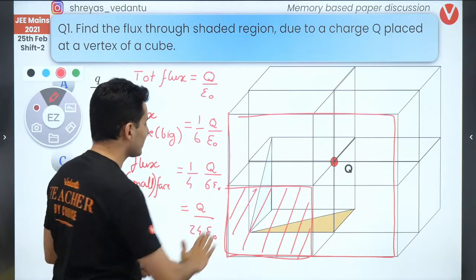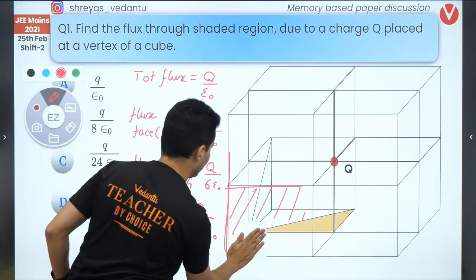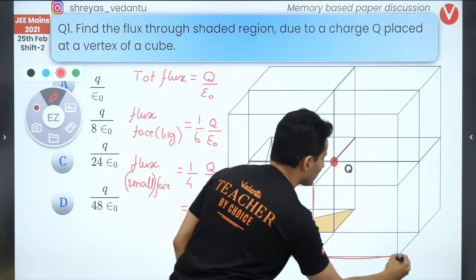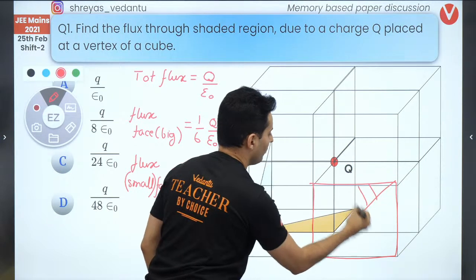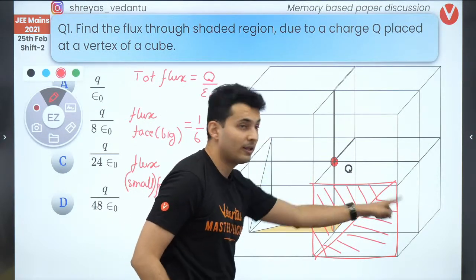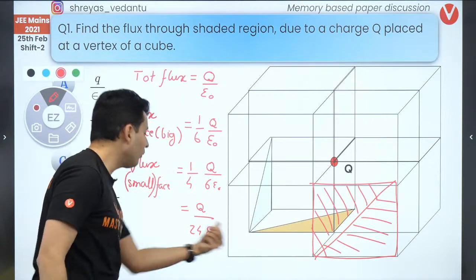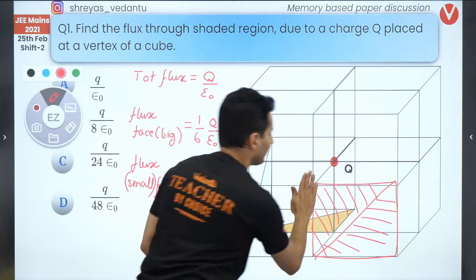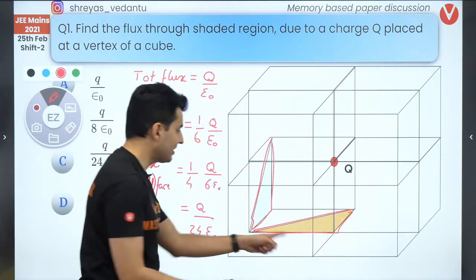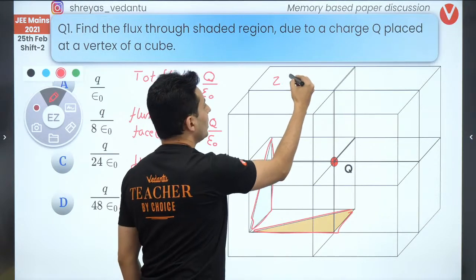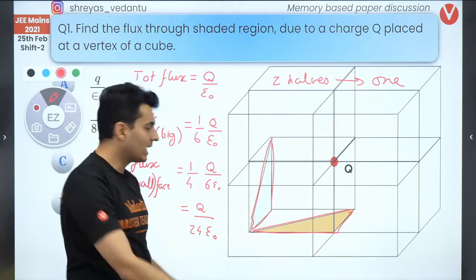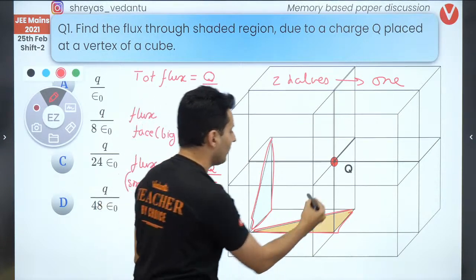Now, if this much is clear, let me tell you one very interesting fact. This small face is made of 2 half faces, 1 half face here like this, and 1 half face over here like this. Each half will have half of 1 by 24 Q by epsilon naught. Do you see there are 2 triangles out here, which are 2 half faces? So 2 halves make a 1. It's as good as these 2 halves of triangle make one small face of that smaller cube.